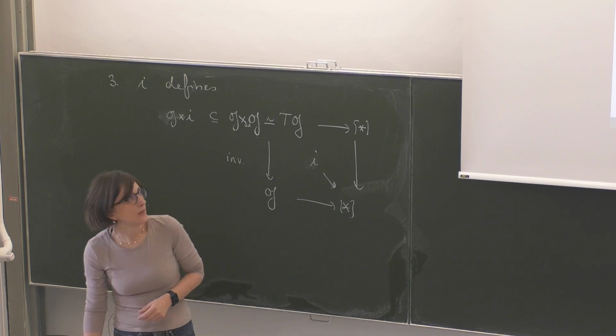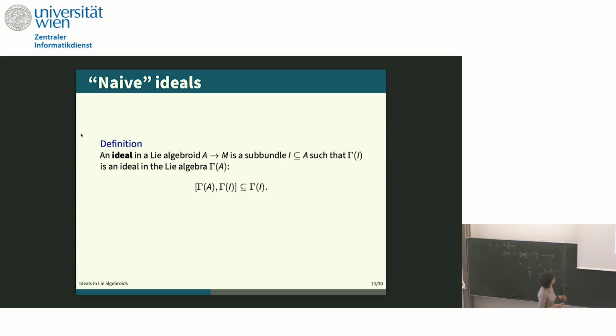Now, let's be naive at first. I always start like this. Let's try the same definition in a Lie algebroid A. You take a subbundle I in A, such that its set of sections is an ideal in the Lie algebra Gamma(A). In this case, yes, you're stealing my point. Exactly, you're ahead of the talk. That's exactly the point: the anchor is 0, so that's a super restrictive notion. So I'm going to write that here.